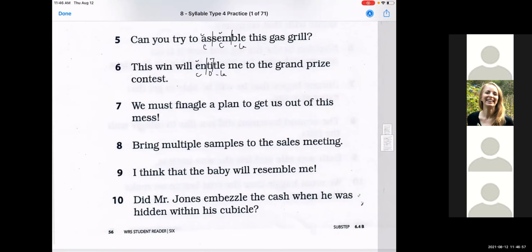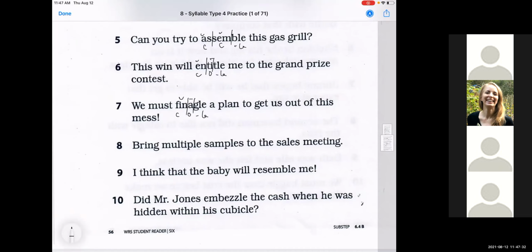Finagle. So three syllables? Finagle. Okay, this is kind of a weird word. This word is finagle, with that long A. Okay, finagle. Okay, number 8.